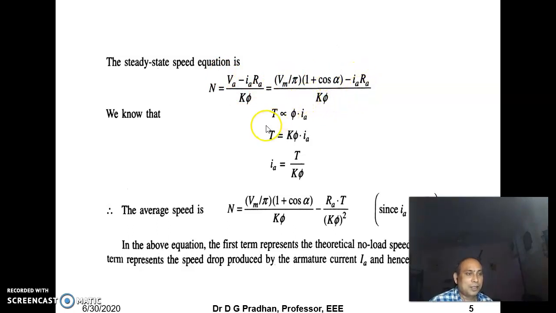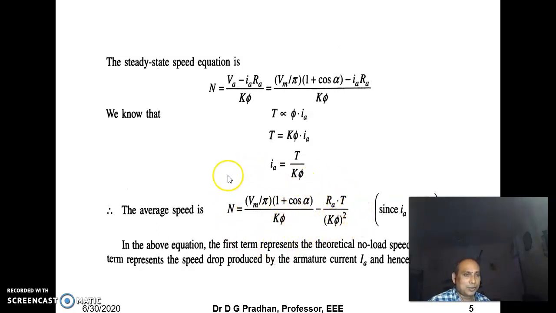In a separately excited DC motor, torque is proportional to phi into Ia. As the flux is constant, we can write T equal to K phi into Ia, or Ia equal to T divided by K phi. Substituting the armature current in the speed equation, this is the speed torque relationship: N equals Vm by pi into (1 plus cos alpha) divided by K phi, minus RA T divided by (K phi) whole square.